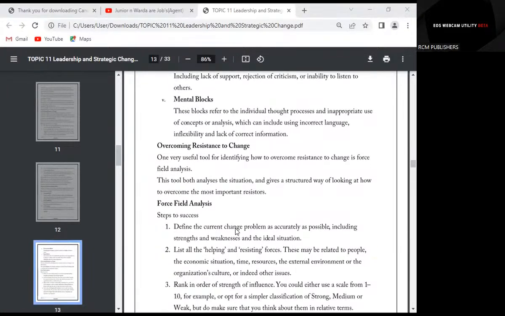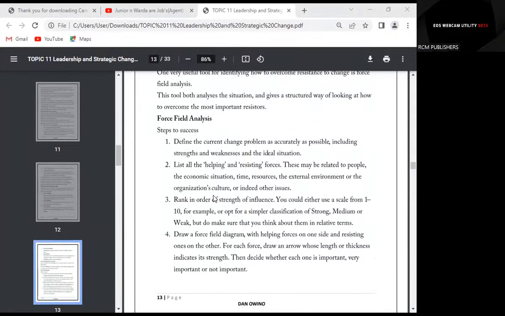So the steps to success under force field analysis: 1, define the current change problem as accurately as possible, including strengths and weaknesses and the ideal situation. So first of all, you have to identify your current problem. Number 2, list all the helping and resisting forces. This may be related to people, the economic situation, time, resources, the external environment, or the organization culture, or indeed any other issue. Then 3, rank them in order of the strength of influence.